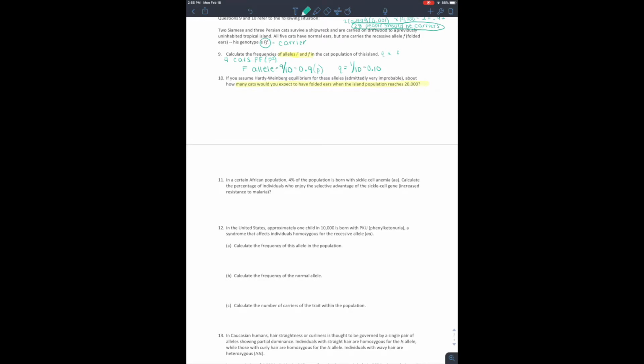Now, if you assume this population is at Hardy-Weinberg, how many cats can be expected to have folded ears once this population reaches 20,000? So to have folded ears, you have to be little f, which is Q squared. So Q squared is going to be equal to 0.10 squared. So that's going to be 0.010. And the number of cats with folded ears would have to be the total population multiplied by Q squared. So when I get that, it's going to be 20,000 times 0.010. So that's 200 cats. 200 cats will have folded ears.